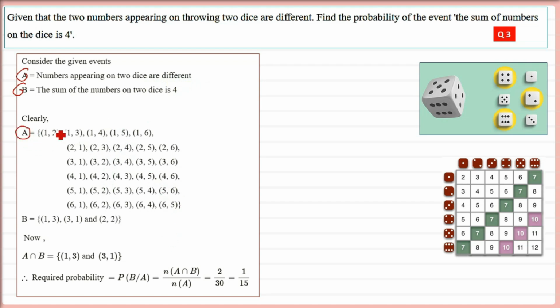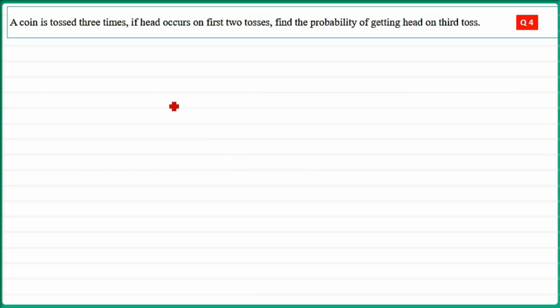A and B. All the sample set, or sample space, of A has to be made. And I have rejected 1,1, 2,2, 3,3, 4,4, 5,5, 6,6, that you don't see here also. And B is the sum of numbers on the two dice is 4. That is 1,3, 3,1, 2,2. And you have to eliminate 2,2 also. So now apply the formula, 1 by 15 will come.